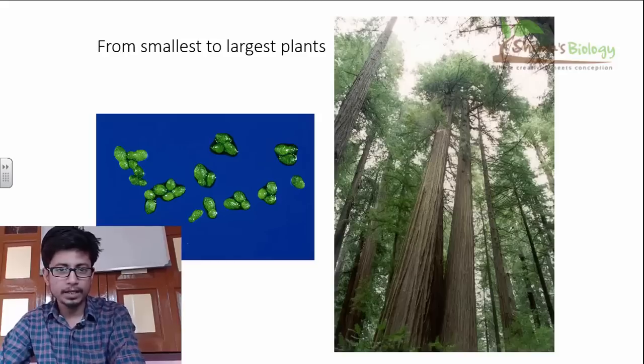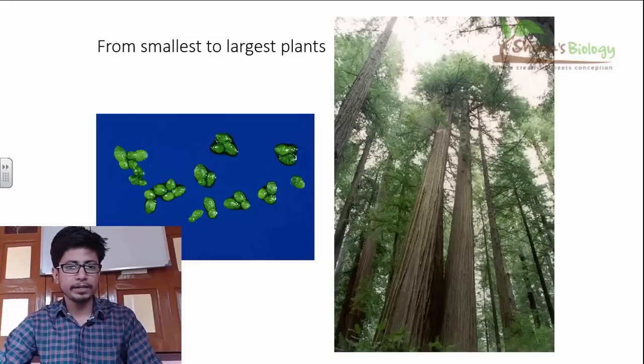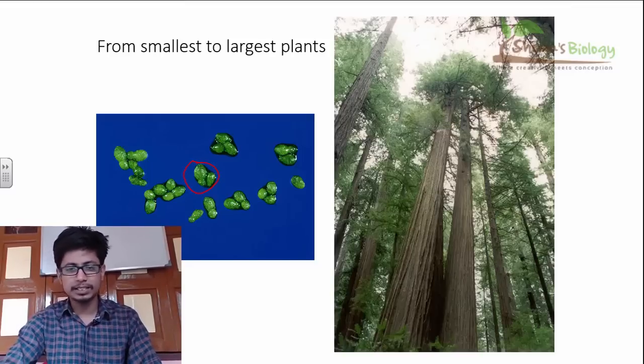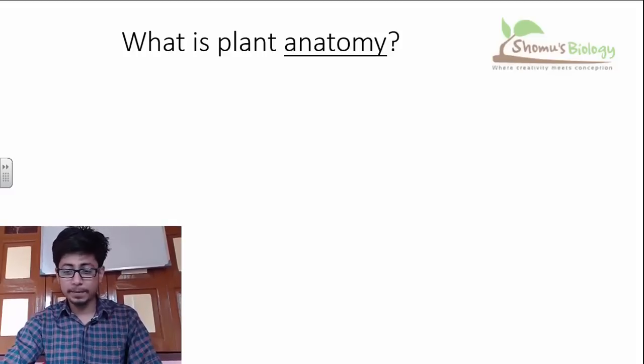Okay. So here you can see very small plants, like algae, which are also plants, and you can also see these large trees in the rainforests. All of these are plants. So much versatility in this complete plant kingdom. So let's see again, what is plant anatomy?